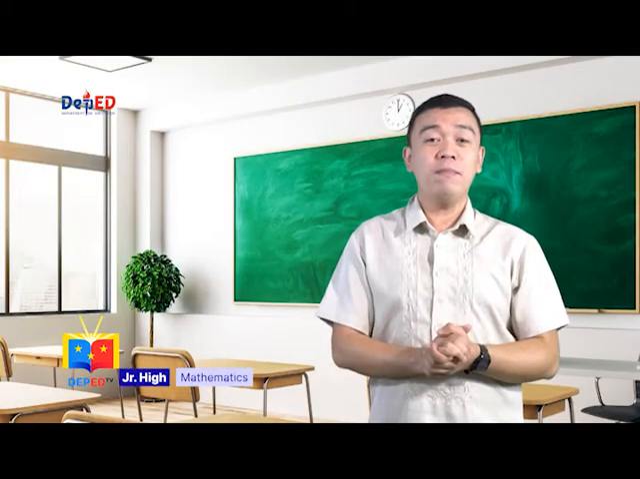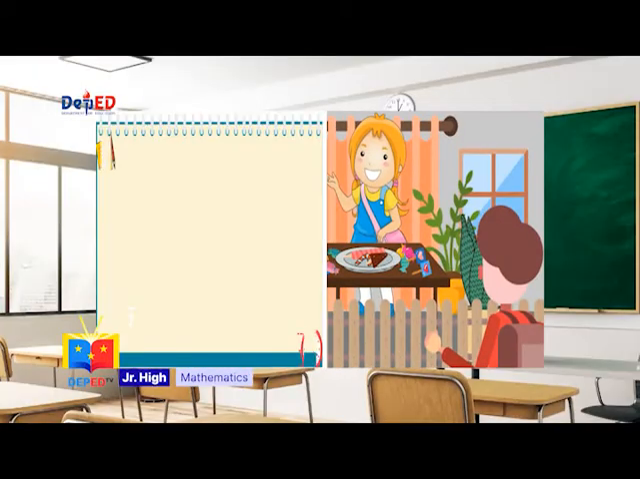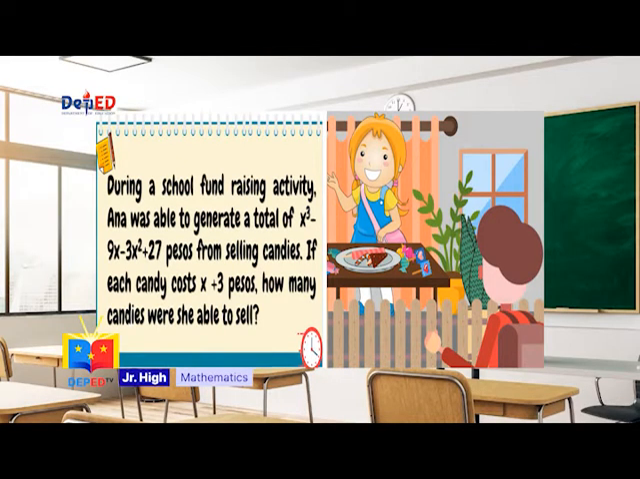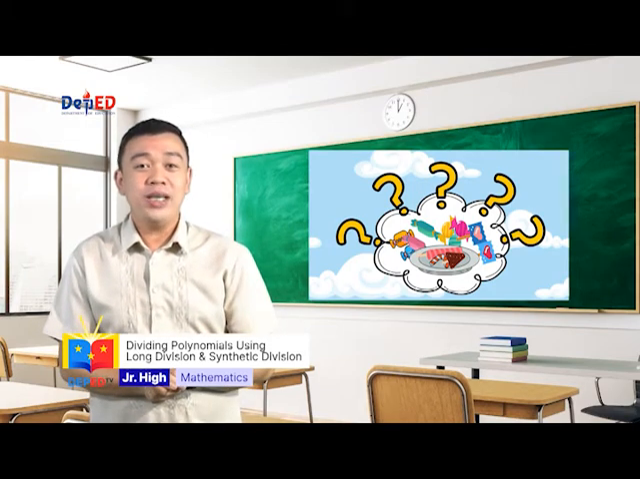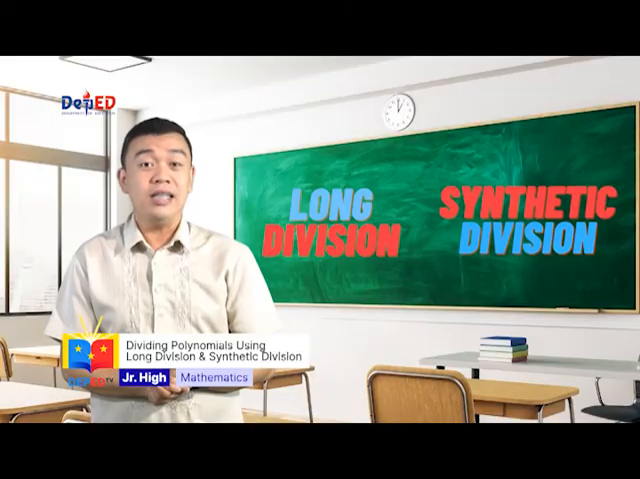To understand more about polynomials, let's have this problem. During a school fundraising activity, Anna was able to generate a total of x cubed minus 9x minus 3x squared plus 27 pesos from selling candies. If each candy costs x plus 3 pesos, how many candies was she able to sell? To find the number of candies, we can divide the polynomials using either long division or synthetic division.